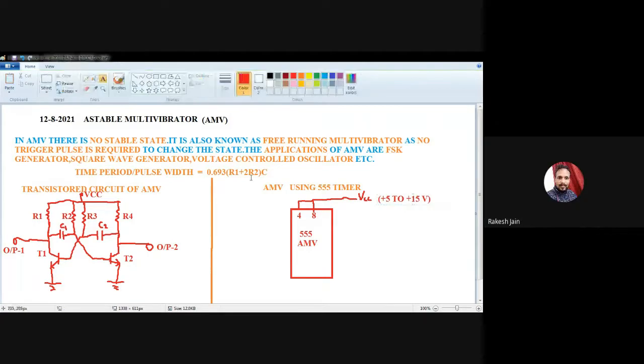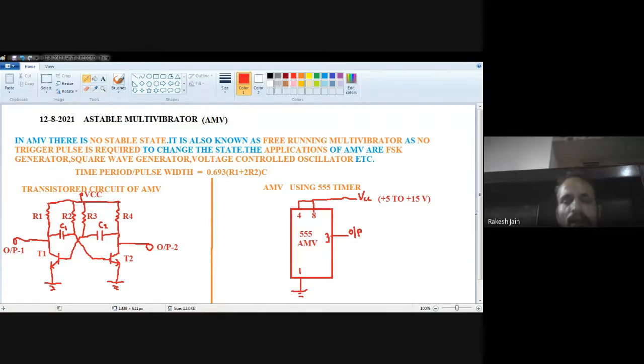From the 3rd pin, we just take the output. That is common in all kinds of multivibrator. First pin is always ground because that is the ground pin. In all cases of multivibrator, the first pin is always connected with the ground. And the 5th pin is connected to ground via a small capacitor. Either you connect it or not. Generally you should connect 0.01 microfarad or 0.1 microfarad. Let's suppose I give a name to that capacitor as C1.